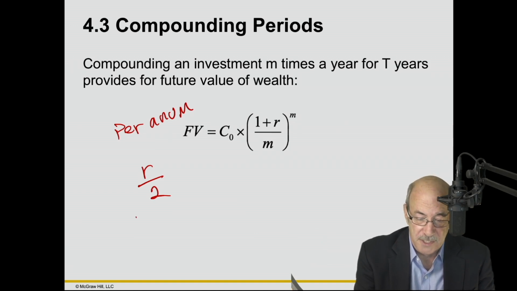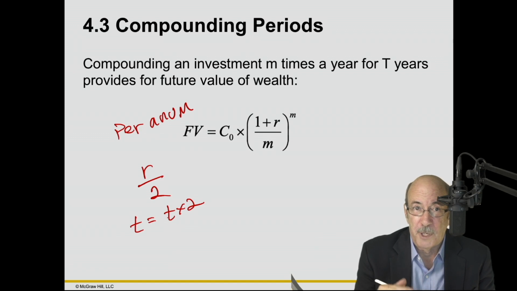T is assumed to be in years, but I've got 2 periods every year, so in this case it's actually T times 2. So if I've got T years, I now have 2T periods if my compounding period is every 6 months.